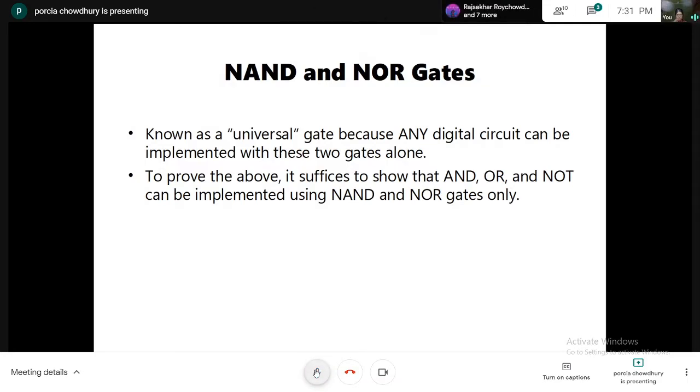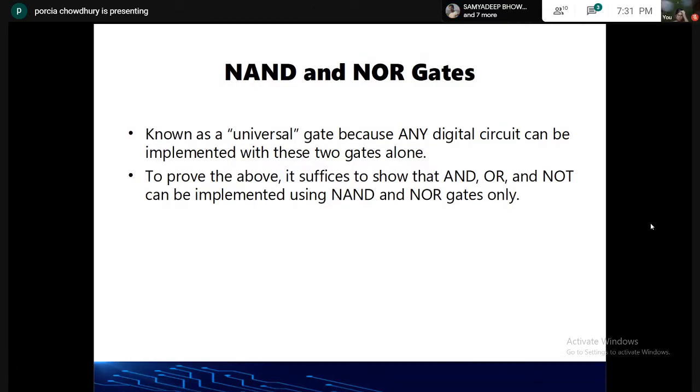Ma'am, it will be the complement of the truth table of an OR gate. Yeah, absolutely. As we have a NOT gate before OR, that means it's a complement, so it will invert whatever output we receive. So we will check the output now.